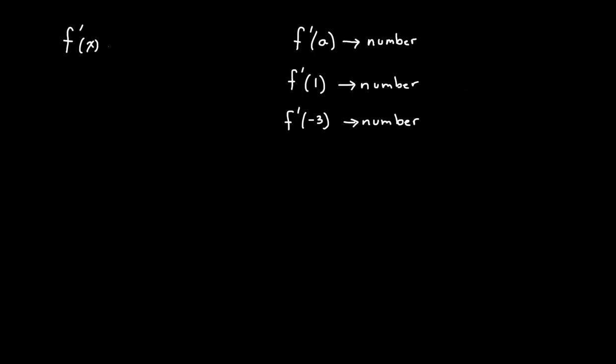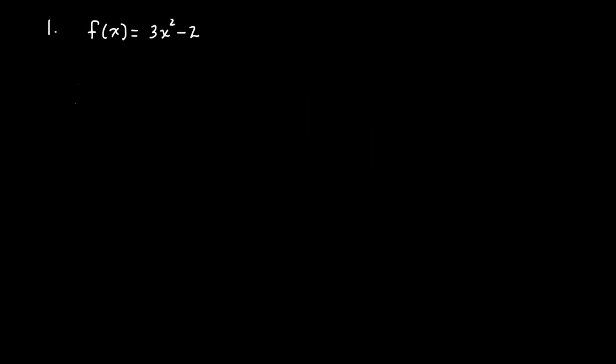Now this f prime of x does not produce a number, but rather it produces a function. So you might say this produces a slope function. But the difference is function versus value. Now let's consider the example where f of x equals 3x squared minus 2. The goal here is to find not the derivative at a particular point, but the derivative function. So I'm using f prime of x.